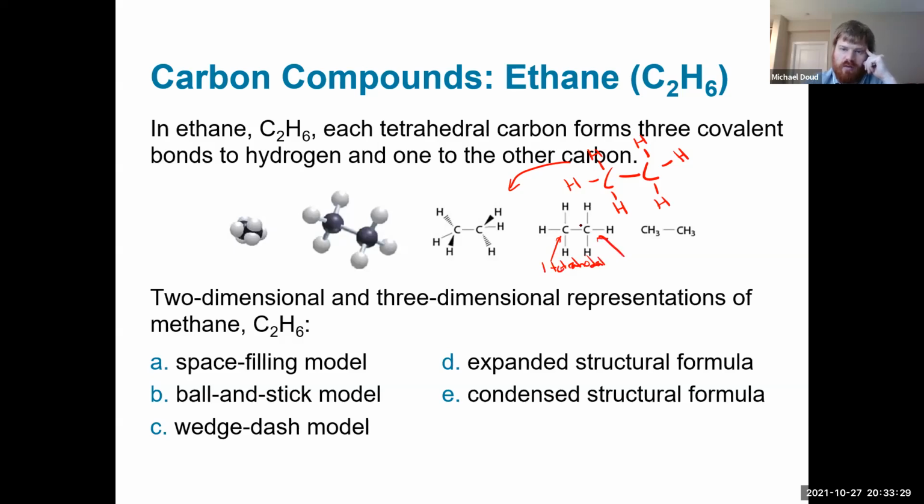Okay, and then let's look at carbon 2. This carbon is bonded to 1, 2, 3 hydrogens and 1 carbon. So that's 4 total bonded atoms. No lone pairs. So that's tetrahedral as well.